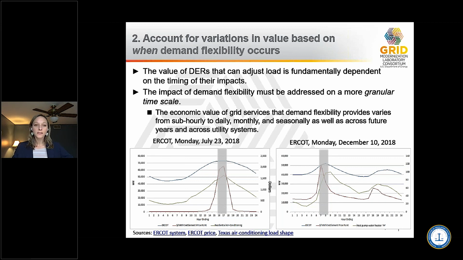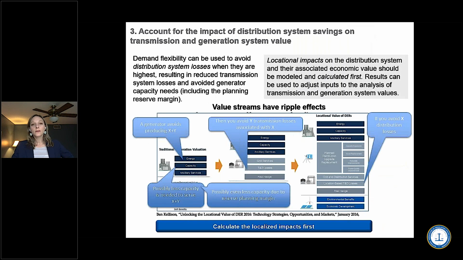Moving on to slide 16, the third enhancement is accounting for the impact of distribution system savings on transmission and generation system value. Estimates of avoided cost and the magnitude of marginal energy losses that can be avoided by deploying demand flexibility, and the value that creates is significant. So demand flexibility can reduce distribution system losses.